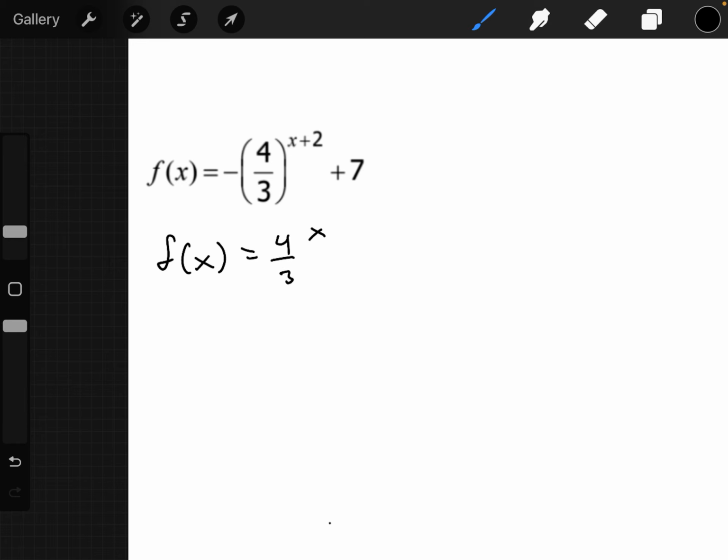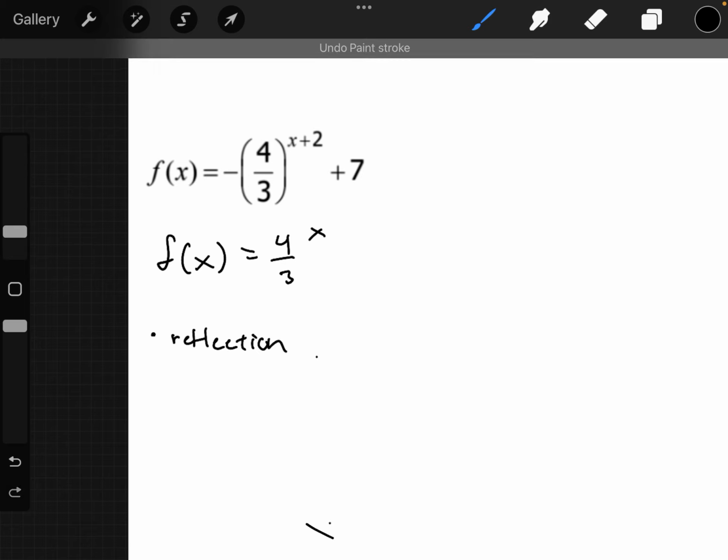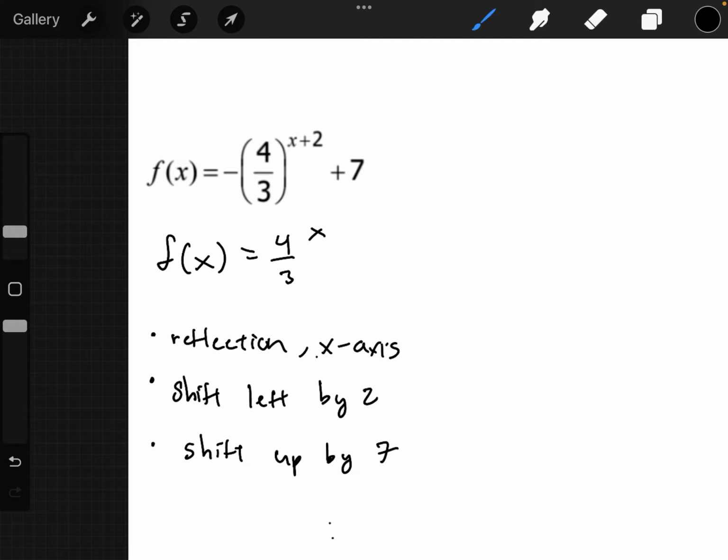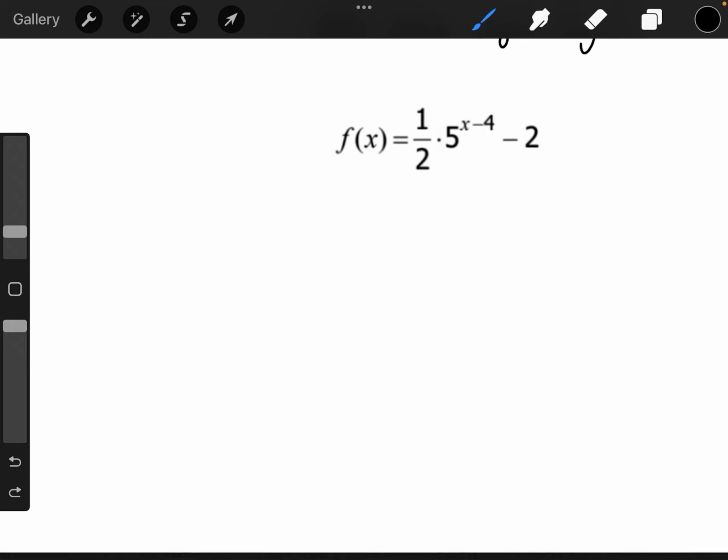The parent function here is 4/3 raised to the power of x. There's a reflection, as there's a negative a value. This reflection is over the x-axis. There's a shift to the left by 2, indicated by this h value. And there's a shift up by 7, indicated by this k value.